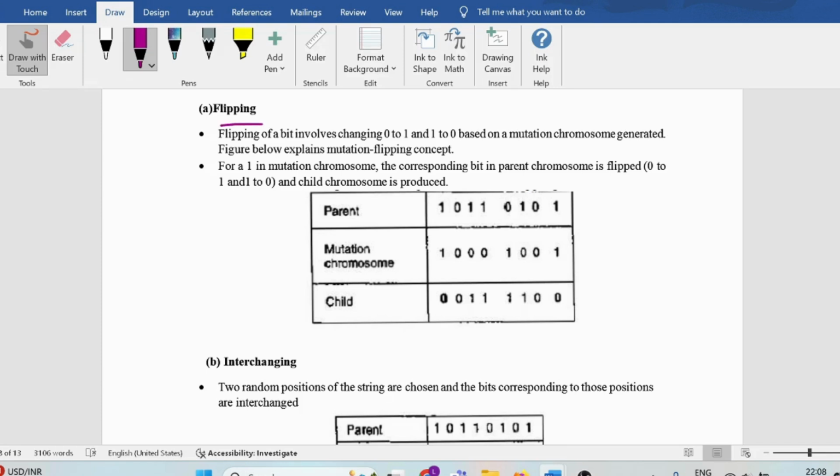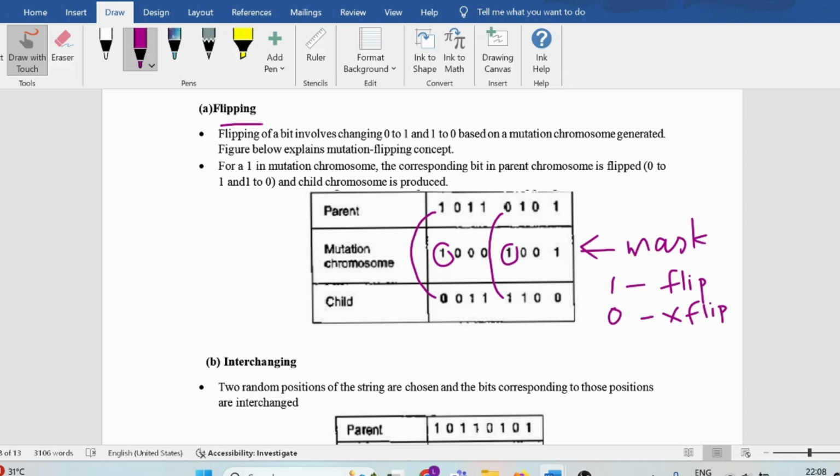The first method is called flipping. Flipping means, for example, this is like a mask that we saw in the crossover. Wherever there is a 1, the parent bit will be flipped. If the parent bit is 1, that will become 0. If the parent bit is 0, then it will become 1. So that particular bit alone will be flipped. Here you can see that again this is a 1, so the parent bit 0 will be flipped to 1. Wherever there is a 1 in the mask, there is a flip, and whenever there is a 0, there won't be any flip. Whatever is the parent, that bit will be retained for the child also. So this is one method of mutation.